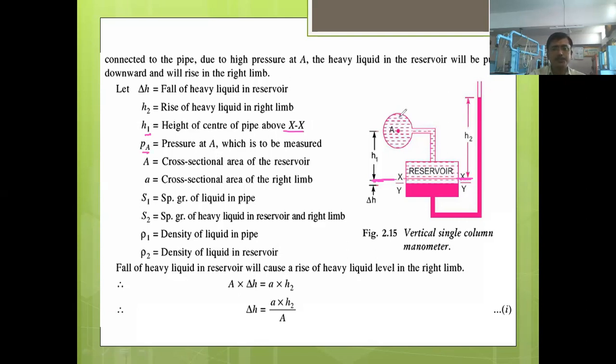PA is the pressure inside this pipe. What is capital A? Capital A is the cross section area of this reservoir. What is small a? Small a is the cross section area of the right limb. What is S1? The specific gravity of the liquid in the pipe. What is S2? The specific gravity of the heavy liquid in the reservoir. Rho 1 is the mass density of the liquid here. Rho 2 is the mass density of the manometric fluid. Okay, so we have now understood the various notations used here.